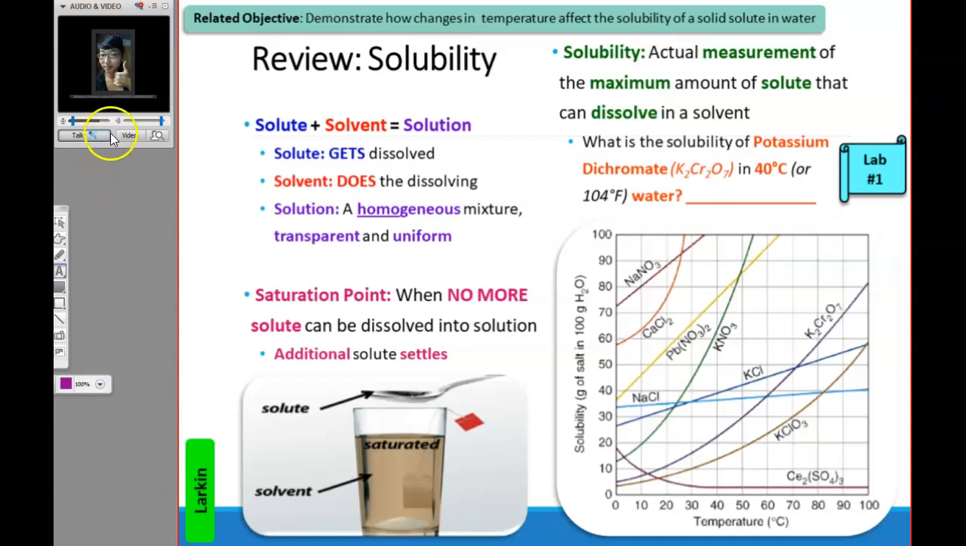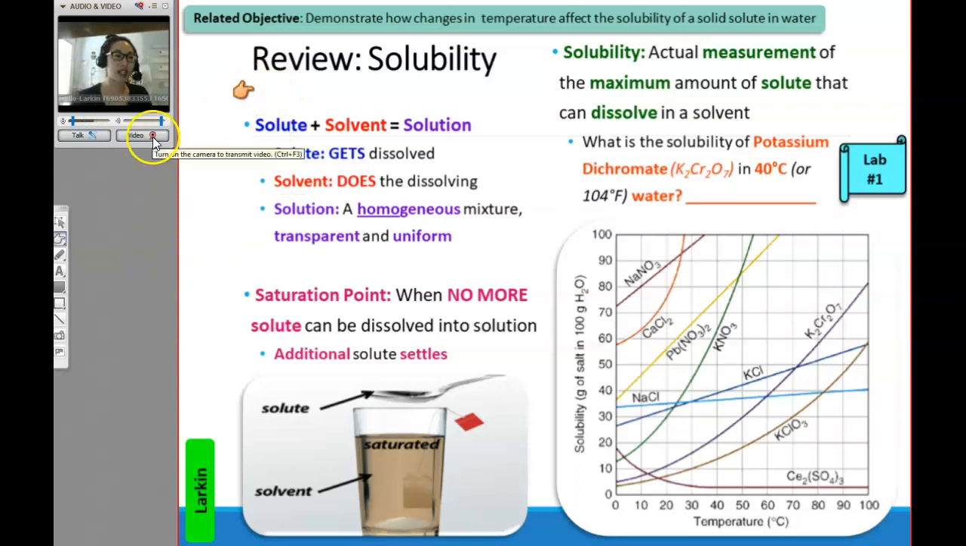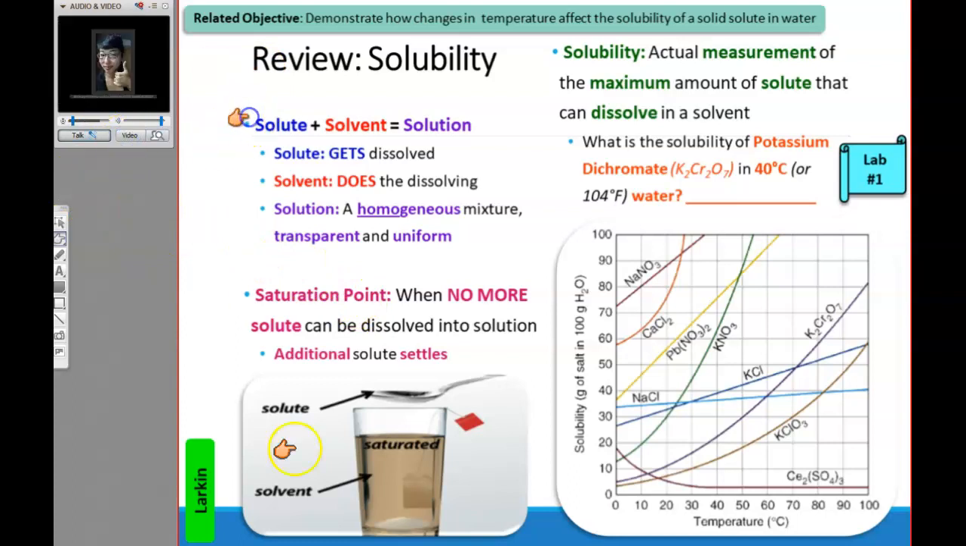Let's go ahead and start talking about what we're going to be looking at today. So we are going to continue on with our topic of solubility, which means we're going to review this one more time. We've already reviewed it several times. Let's make sure that we really understand it. So remember that a solute plus a solvent gets mixed together in order to make a solution. Remember, solute is the short word and therefore what we have less of. It is what gets dissolved, like sugar or salt or Tang or lemonade powder, right?